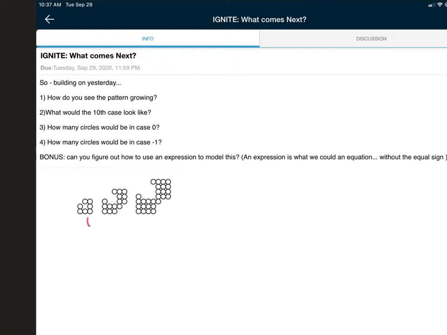So if this is case 1, case 2, and case 3, we want to know 0 and -1. And then we also want to know 4, 5, 6. We don't want to know these, right? But we do want to know 10. And we want to know how many circles there are.